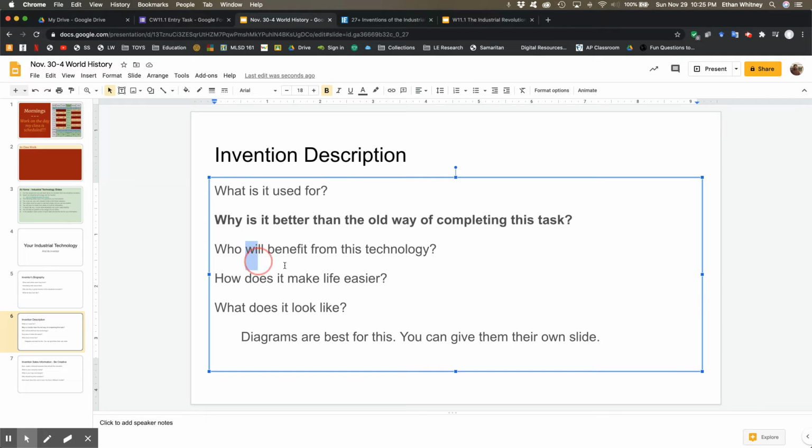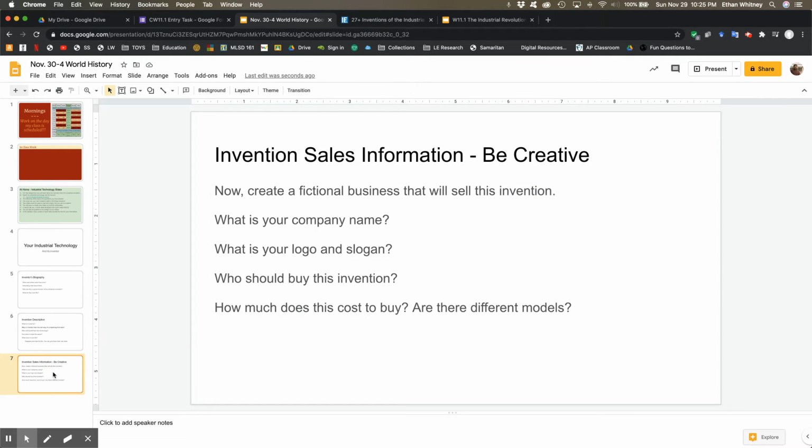Okay. Then go through that idea right here of how do we benefit from using this piece of technology? How does it make our life easier? Those two are going to be very closely related. And then, of course, just throw a picture in here. If you can find a diagram, like a blueprint, I think those are cool. So I guess that's why I suggested it.